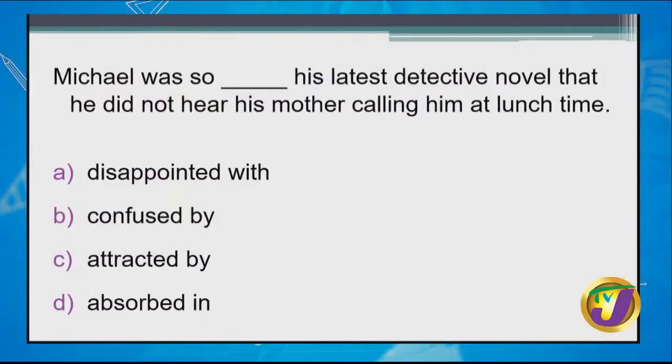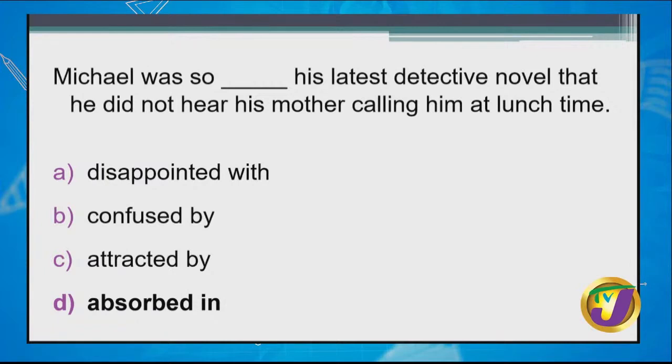Michael was so blank his latest detective novel, that he did not hear his mother calling him at lunchtime. So, what was going on with Michael and his detective novel that he didn't hear his mother calling him at lunchtime of all times? So, was he so disappointed with it, or confused by it, or attracted by it, or absorbed in it? Which one of those would mean that he didn't hear her calling him? Ready? Of course, it has to be that he was so absorbed in the novel.